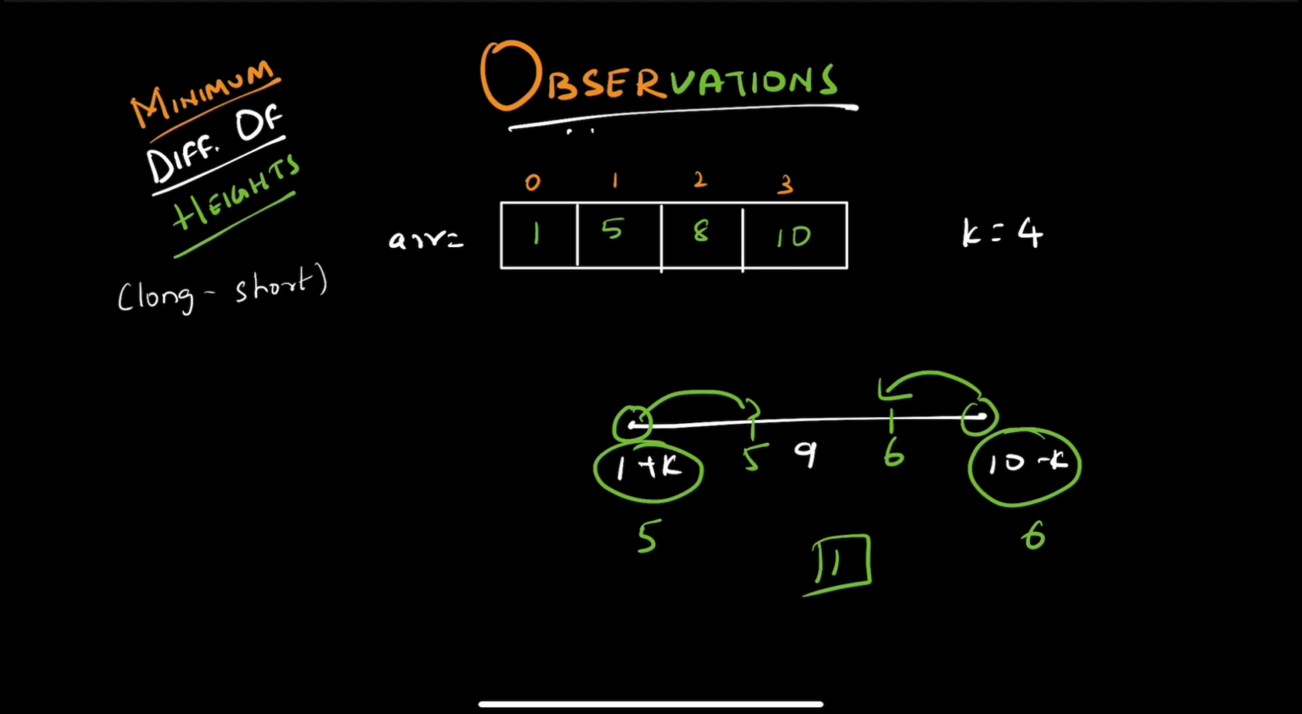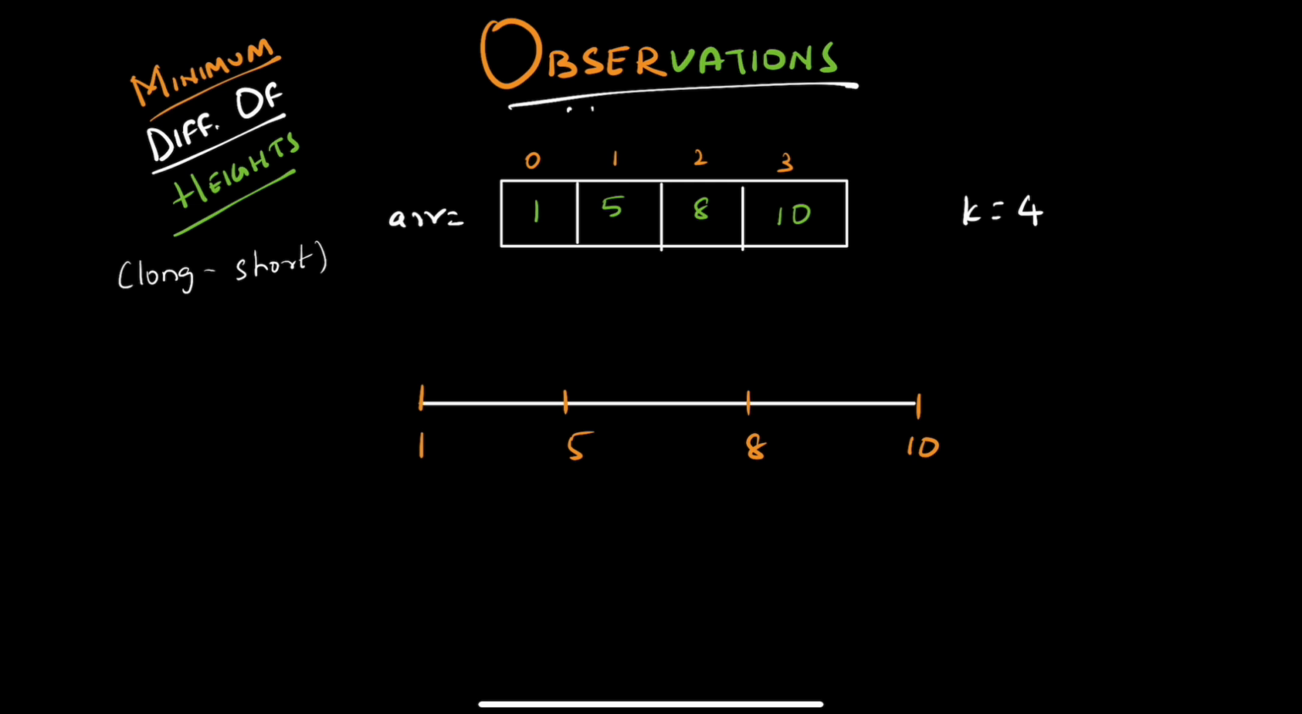No. Why? I'll draw this number line and get back here. Now here I have represented the array element as number line. Okay, so what mistake were we making? We were simply incrementing 1 by k. So 1 comes to here, that is at 5. And decrementing the last position by k, that is 10 from here comes here, at position 6.